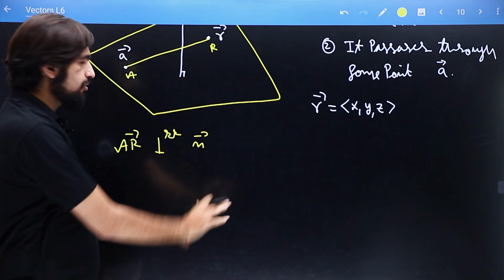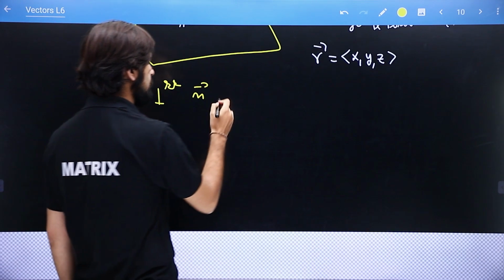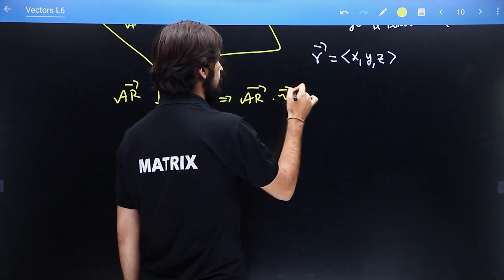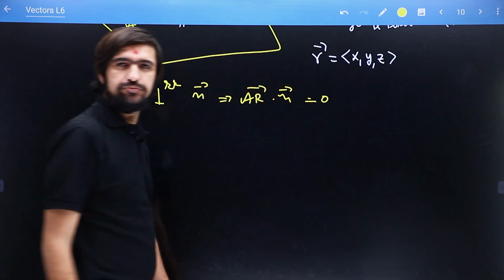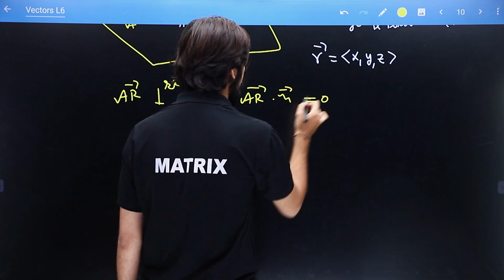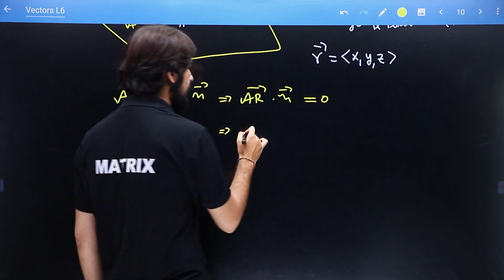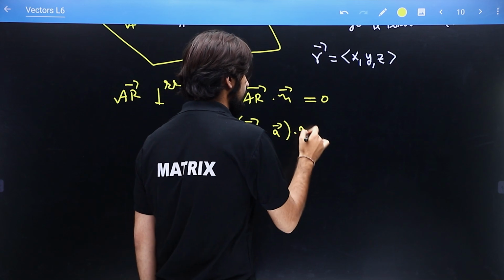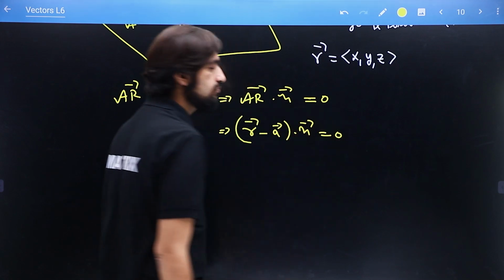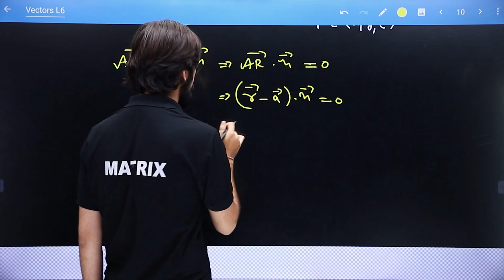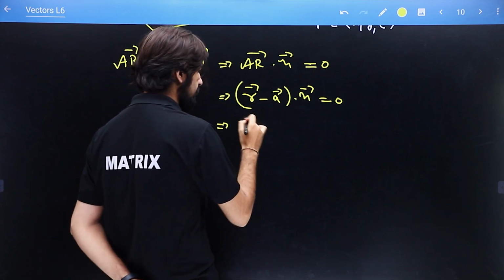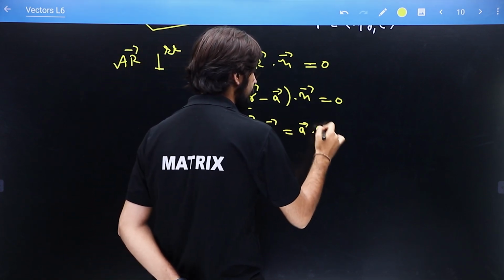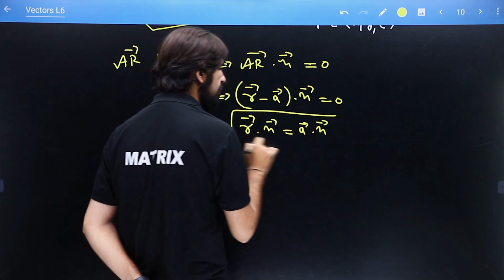AR vector is perpendicular to the normal vector. That means AR dot n must be 0. What will be AR vector? (R vector minus A vector) dot n vector equal to 0. So what happens? R vector dot n vector is equal to A vector dot n vector. This is your equation of plane.